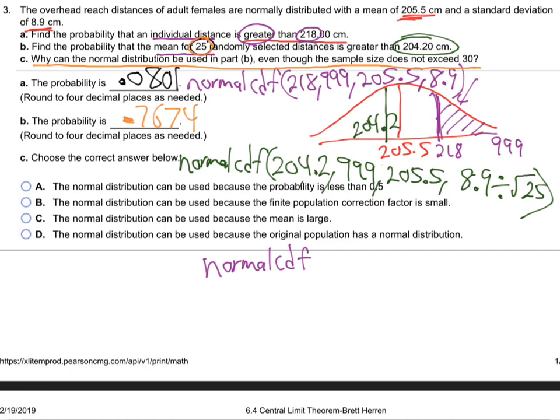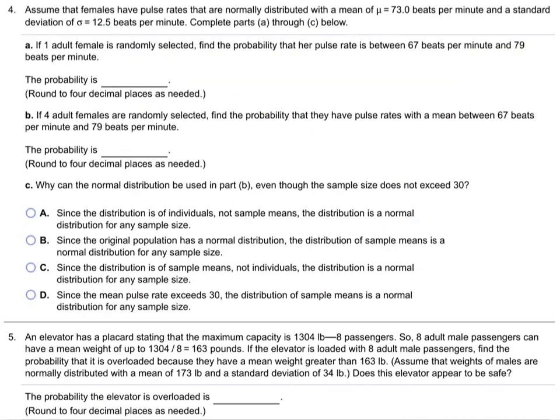Overhead reach distances of females are normally distributed. It was already, same thing, right? It was already normally distributed. There it is, D, at least on mine it's D. The original population has a normal distribution. It's already bell. We don't need more than 30. All right. On we go.